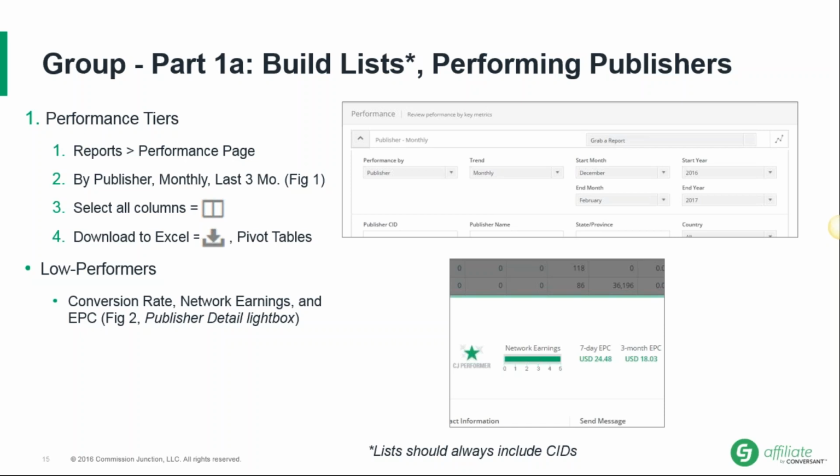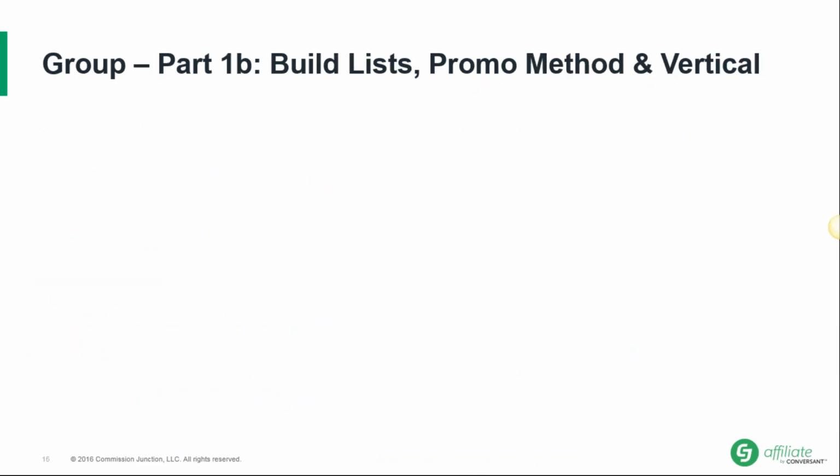If they're only driving you a low level of performance but have high earnings ranking and EPCs, you could be looking at a sleeping giant. For inactive publishers, you won't see them in performance reports, as they're not performing at all. So to incorporate them, we're going to have to cover that on the next slide, which is step 1B, building lists not tied to performance tiers using the publishers area. So let's go to that now.